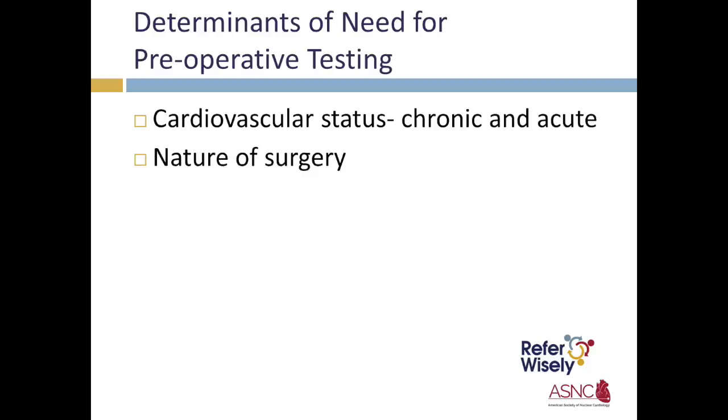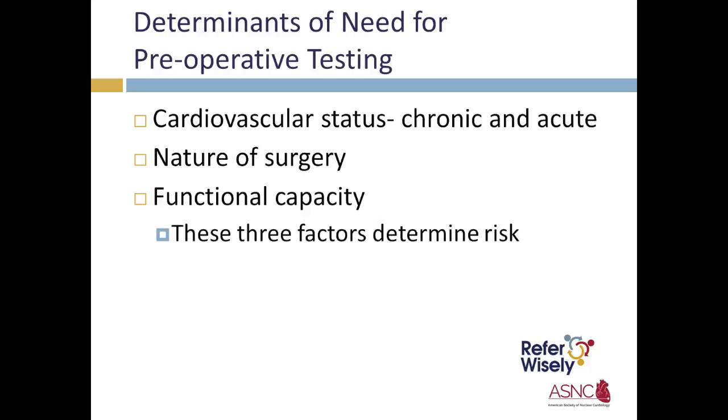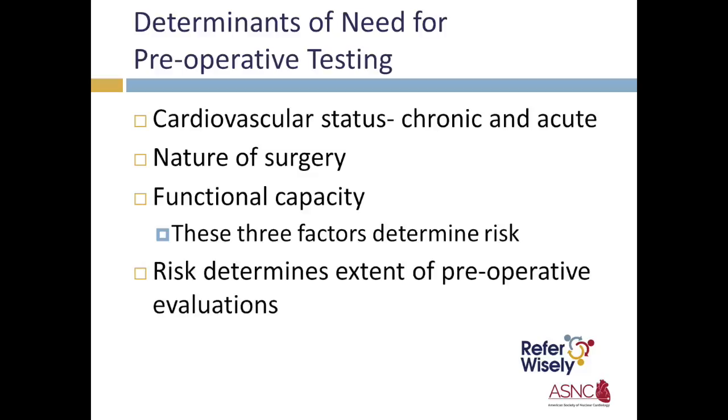The second is the nature of the surgery, whether it's low risk, intermediate risk, or high risk. Low-risk surgery is defined by less than 1% mortality. And in these types of patients, rarely is any type of cardiovascular assessment needed. And the third is the patient's functional capacity. How far can they walk? What can they do? What do they do in their daily activities? We'll talk about that more in just a few seconds. These three factors determine the overall risk and determine what testing or evaluation needs to be done down the line.